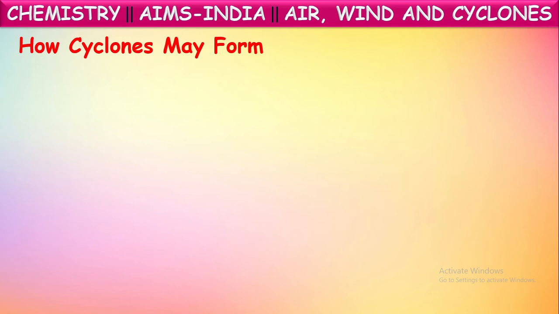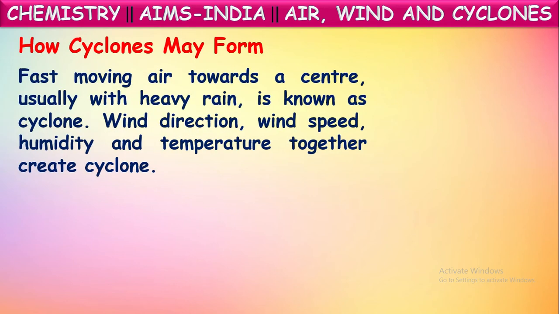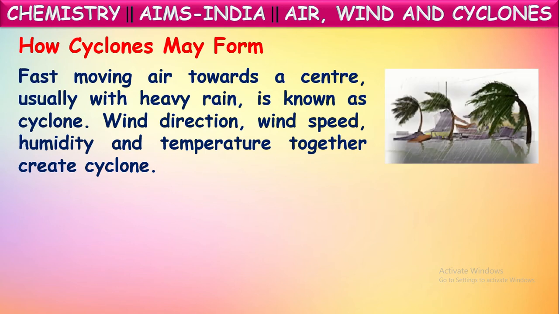Now let us see how cyclones may form. Fast moving air towards a center, usually with heavy rain, is known as a cyclone. Wind direction, wind speed, humidity, and temperature together create a cyclone. So these are the factors which cause a cyclone: wind direction, wind speed, humidity in that particular area, and temperature. These all together create a cyclone.